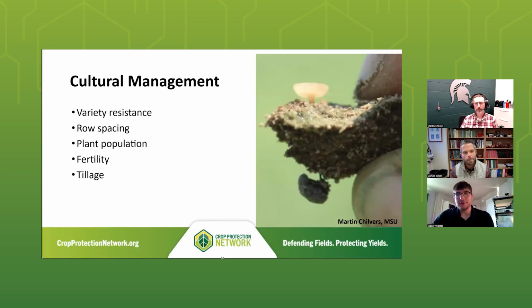All right, so now that we understand the disease itself and the kind of yield loss associated with this, we're going to jump into some cultural management. Let's chat about variety resistance, row spacing, plant population, fertility, and some of the multi-state work that we've done. Go to the next slide, Wade.